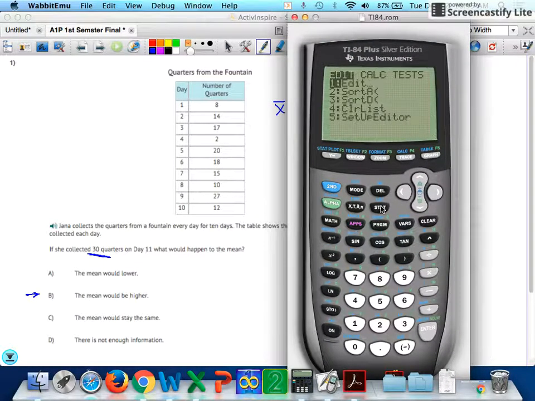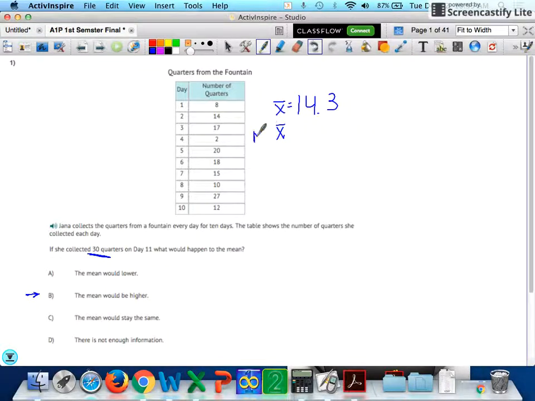Now we can go in and test it. We can add in 30 as our last day. So we go over to our list and we go back down to the bottom and we're taking our last day that we didn't have and we're putting in a 30 and we're going to see what happens to that mean. I'm thinking it's going to go up, and it does. It goes up to 15.7. Okay? So our new mean is 15.7. In fact, it does go up. Should be higher.